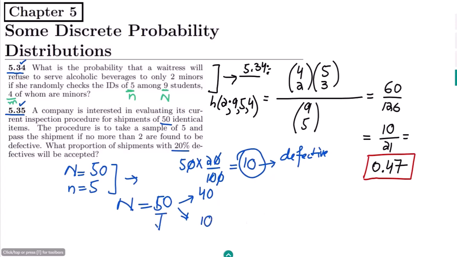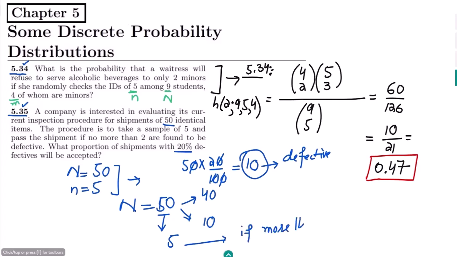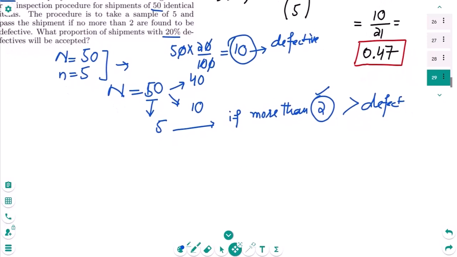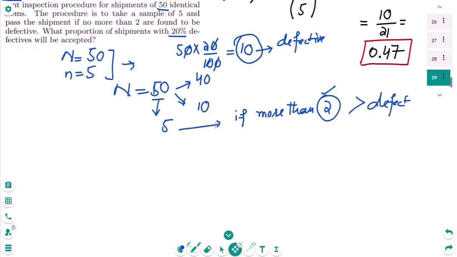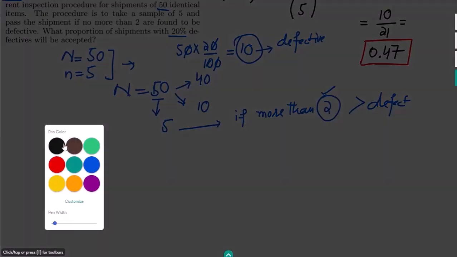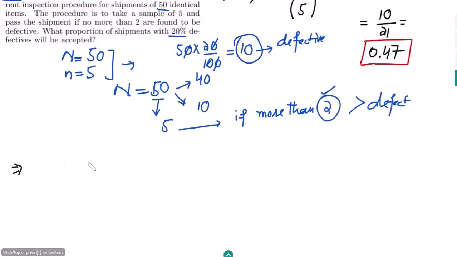Okay, from it a person will select 5 items, and if more than 2 are defective items, okay, so what will happen? The shipment will be rejected. Okay, so the defective items must be at most 2. So let me solve it now, and I think the problem is now clear to you guys because of this diagram here. So in order to solve it, let me choose this color.